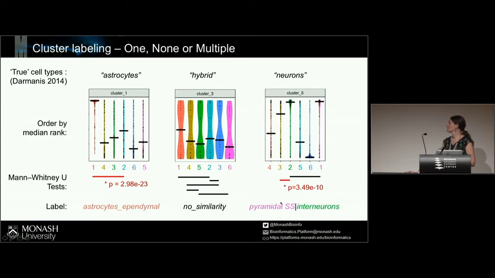We need to be able to have that one-to-many mapping, because what happened here is that in the brain data set they've got one cluster of cells which are called neurons. But in the mouse data set, they've subdivided their neurons into these pyramidal SS neurons and interneurons, and we've been able to detect that both of them have been smushed together in the labelling there.